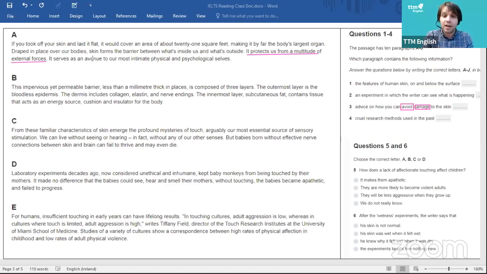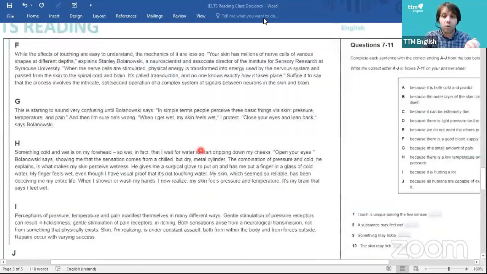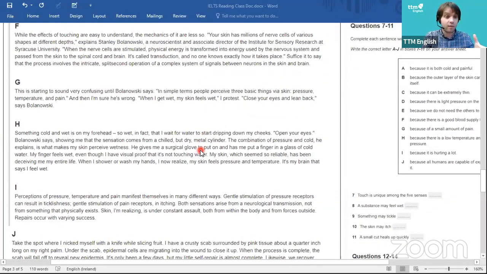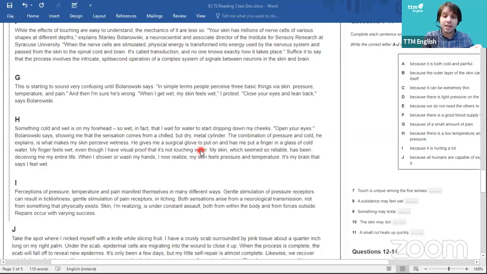There's nothing here. External forces, that doesn't mean damage. Protect, that doesn't mean damage. Multitude, that doesn't mean damage. It doesn't mean avoid. Okay. The answer is actually on this page, guys. We want damage and avoid. All right. So one more time, this is the whole skill of this reading thing. Find me a synonym or an exact word for avoid or damage.